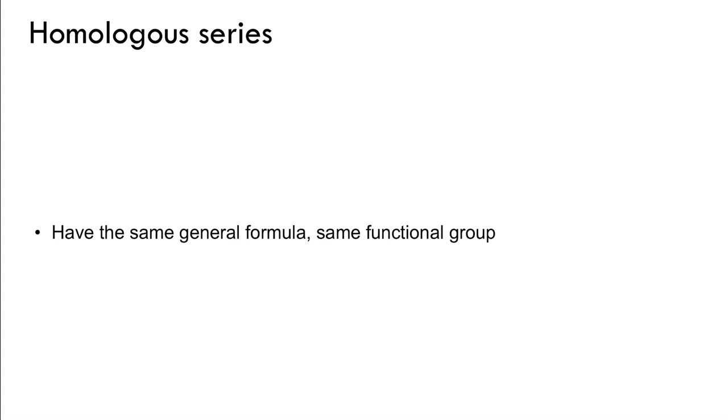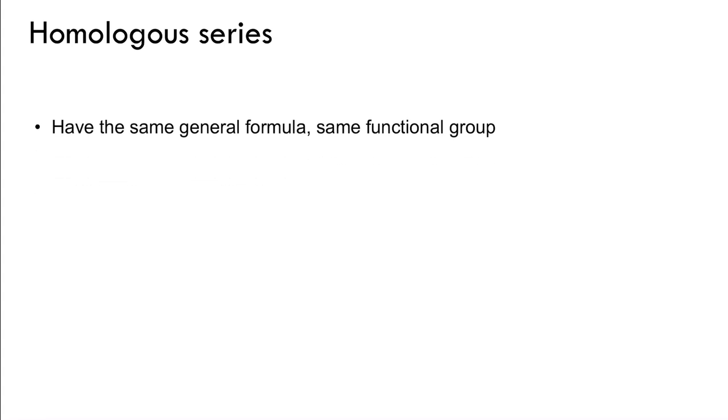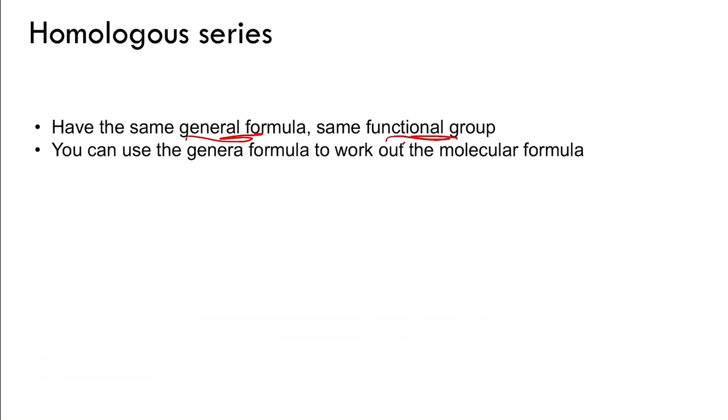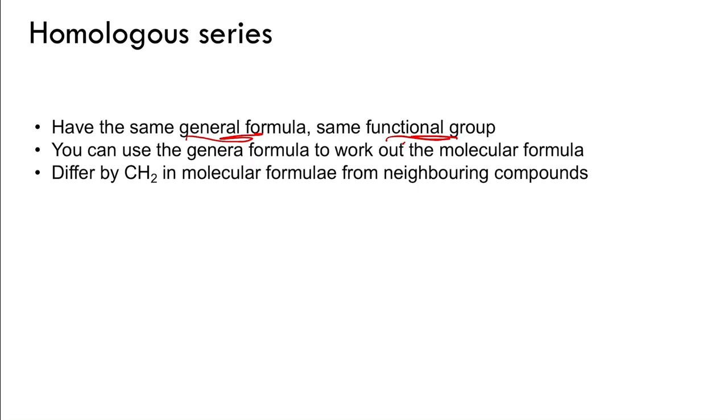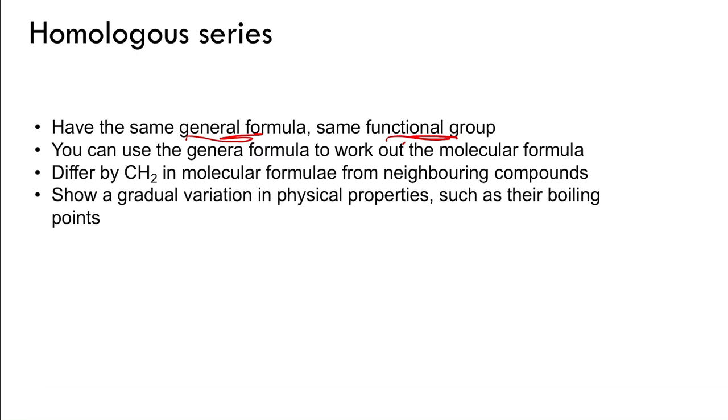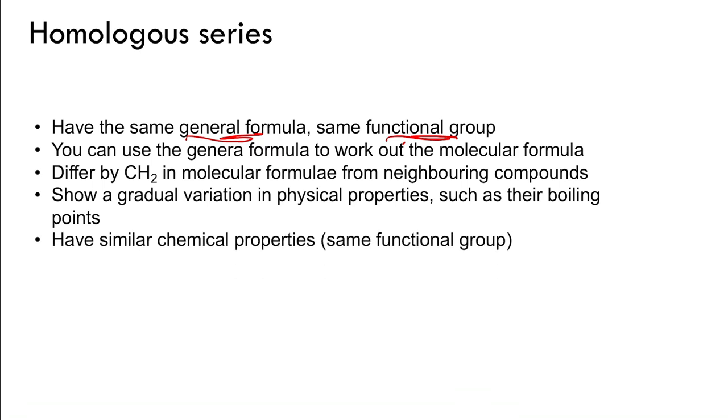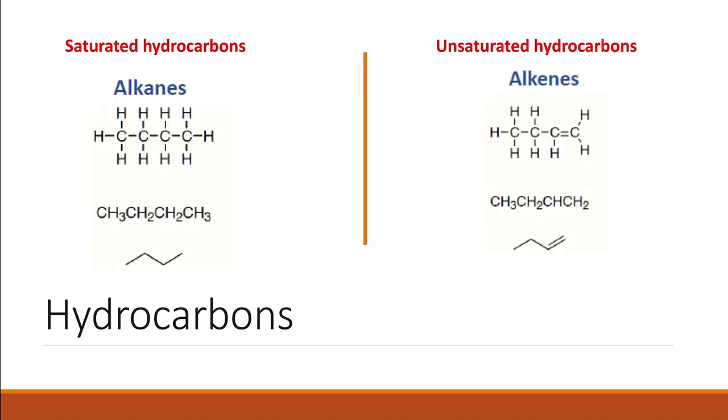Remember that homologous series are series of different compounds which all have the same general formula and the same functional group. So then you can use the general formula to work out the molecular formula depending on the number of carbon atoms. They only differ by CH2 in the molecular formula from the neighboring compound, and they show a gradual variation in their physical properties, such as boiling points. And finally, because they all have the same functional group, they react similarly, or they have similar chemical properties.